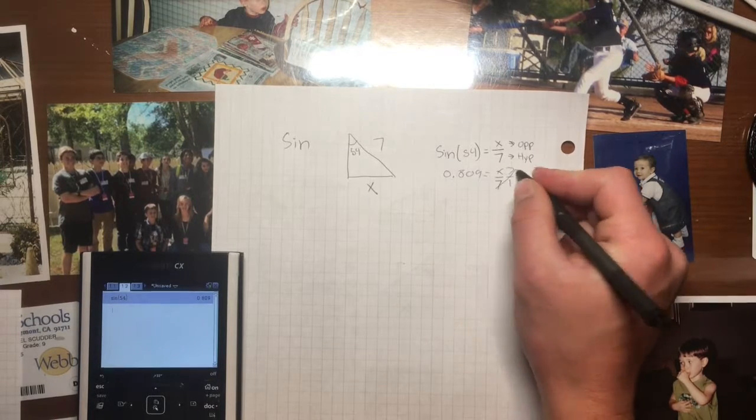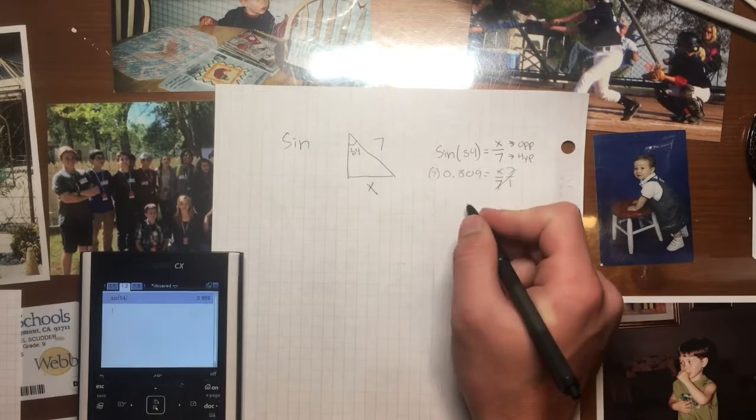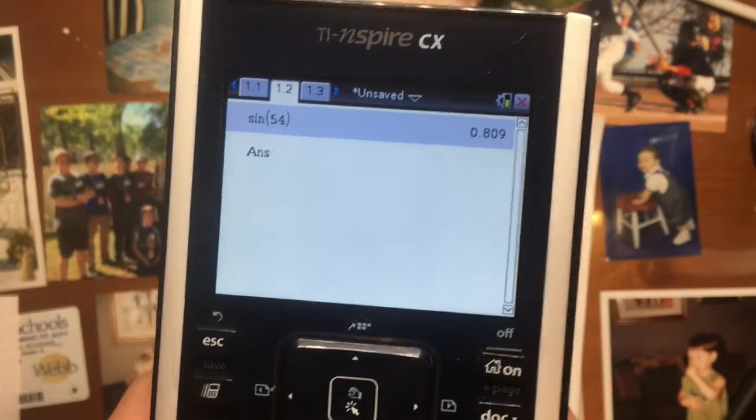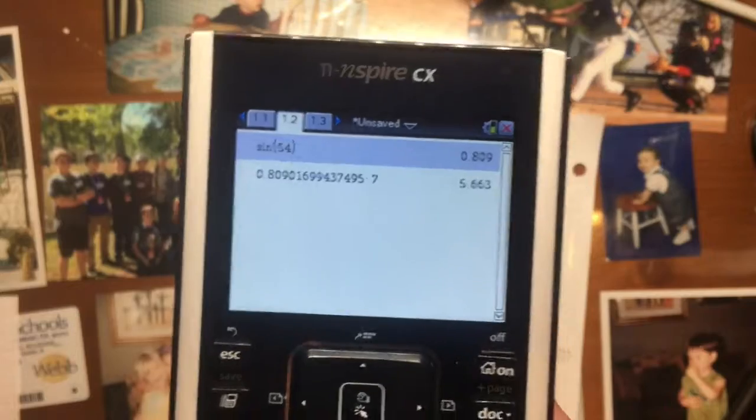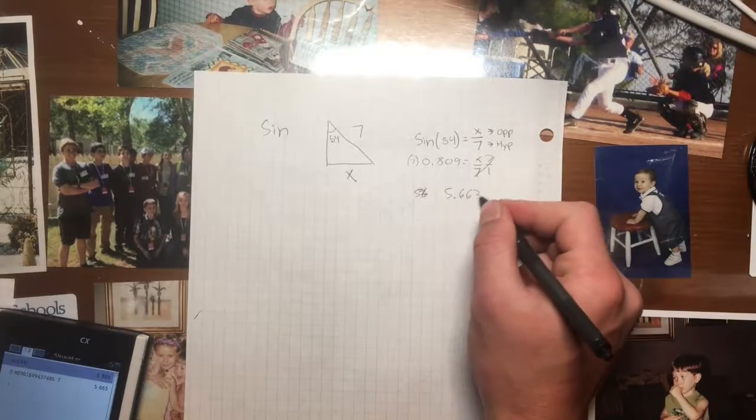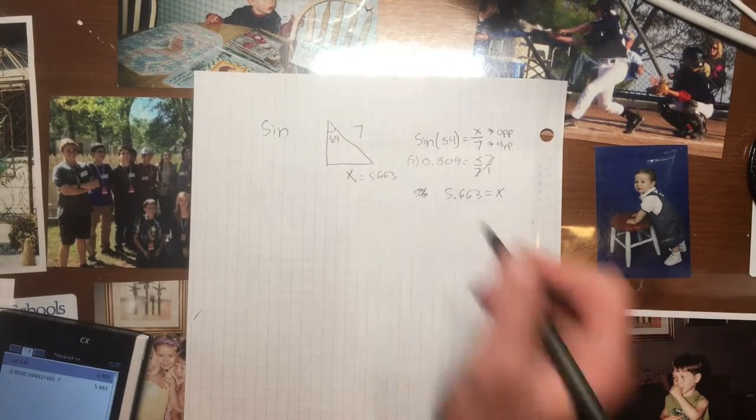0.809. Then we multiply each side by 7 to isolate x. We should end up with 5.663, which equals the opposite side, x.